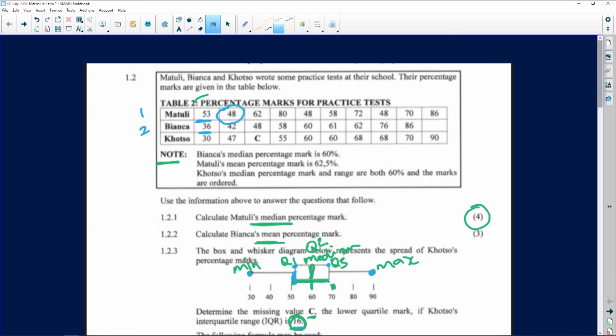Because the minimum is 48, do you see what I did there? I compared the two minimums together. One minimum is 36 and the other is 48. Because one person's minimum is higher than the other person's minimum, automatically that person has done better in that regard. Then you can go on and look at your means, medians and maximums, and look at the marks that you've been given as well.